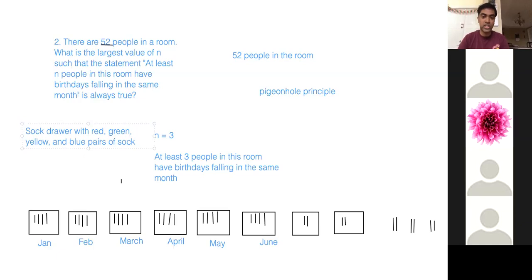So one of each of these pairs, so there's a total of 8 socks in their drawer. What is the minimum number of socks you can pick to guarantee you have a pair? What would this be?